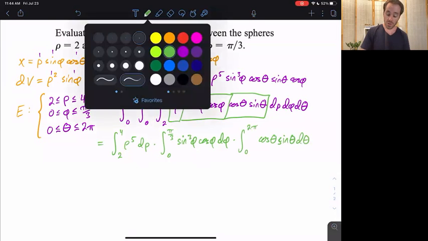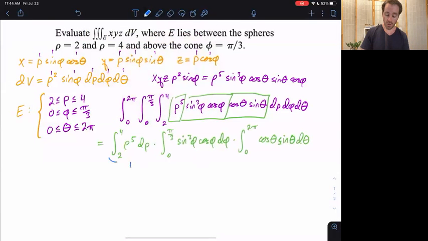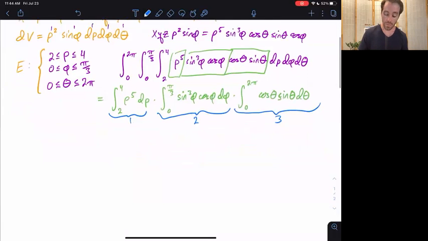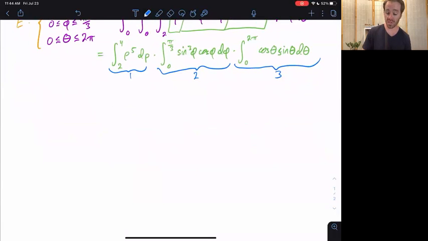So I can just call these integrals by number. I can call this integral number 1, integral number 2, and integral number 3. And that way I don't have to keep on writing the inner, the middle, and the outer. Like the integrand can get kind of unwieldy. It can get difficult to write. So instead, I'll just evaluate the integrals separately.